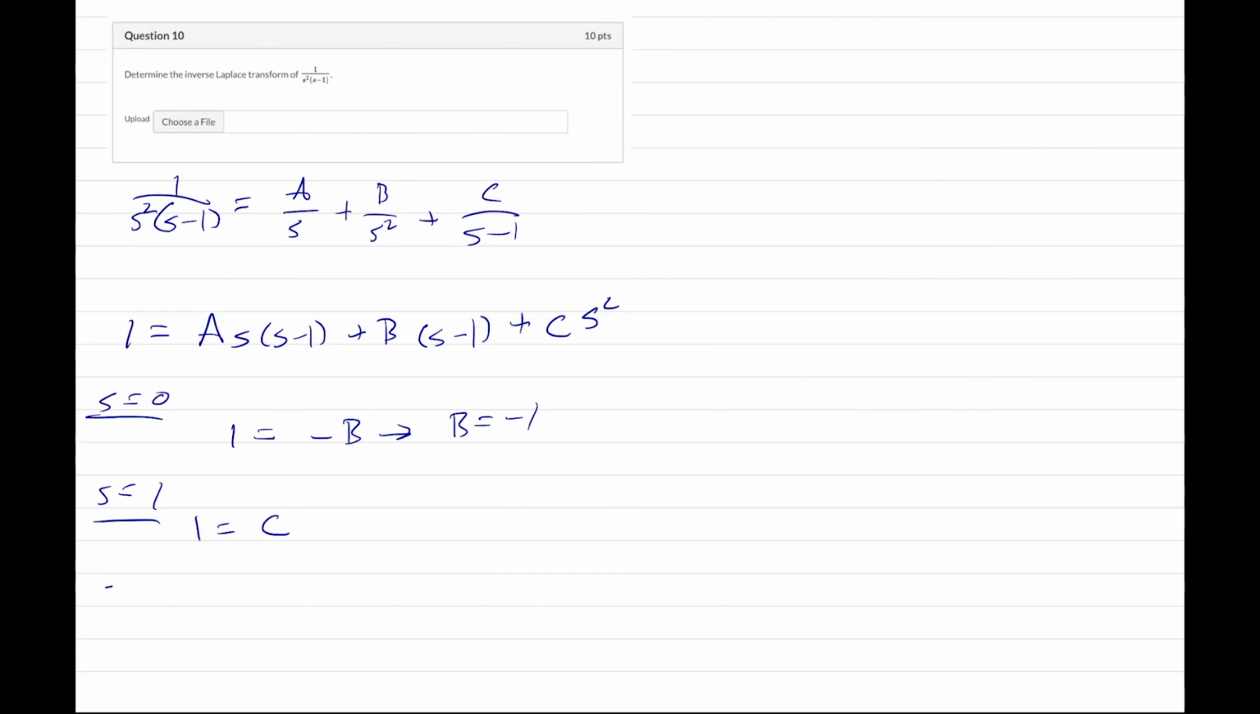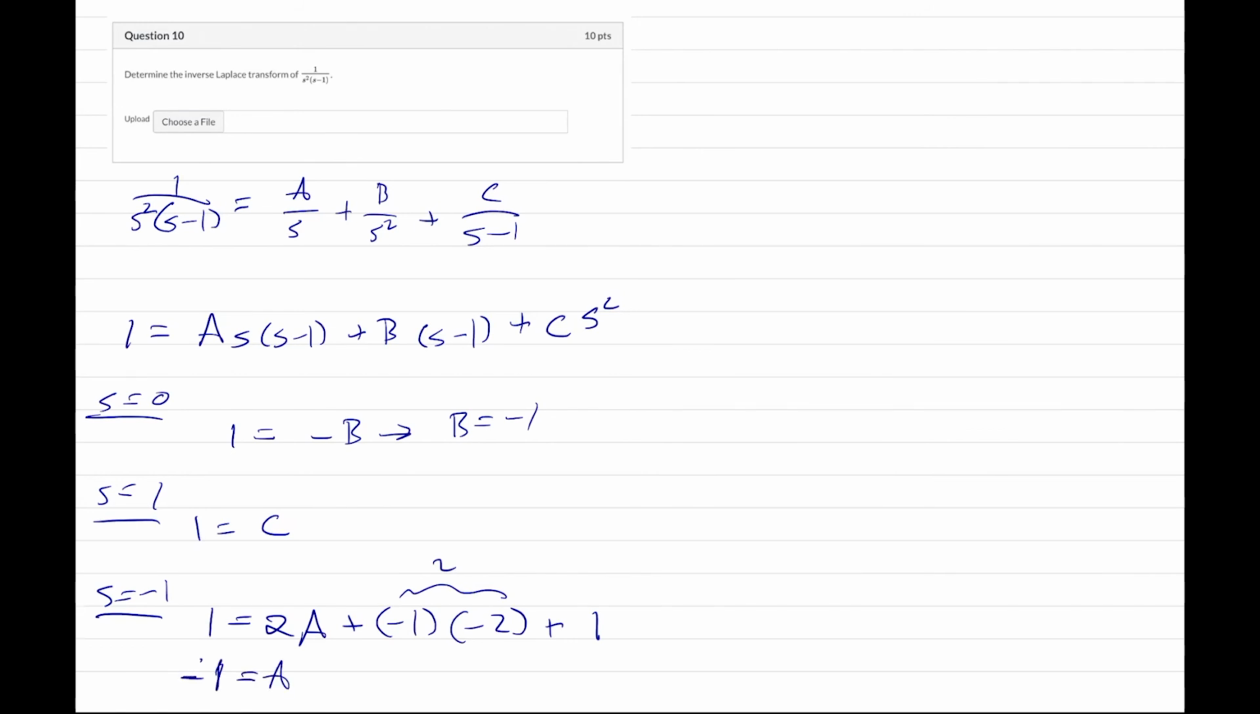Now let's figure out something else. I'm just going to choose s equals minus 1. On the left-hand side, I get 1. On the right-hand side, I get A times negative 1 times negative 1 minus 1, so that is times negative 2. So it gives me 2A plus, well, we now know B is negative 1, and I plug that in, and that gives me negative 2 here. And then I get plus C, which I know is 1, times negative 1 squared, and it's just 1. All right, so what is that going to give me? This 2 and 1 cancel, and so it gives me that A is equal to negative 1.